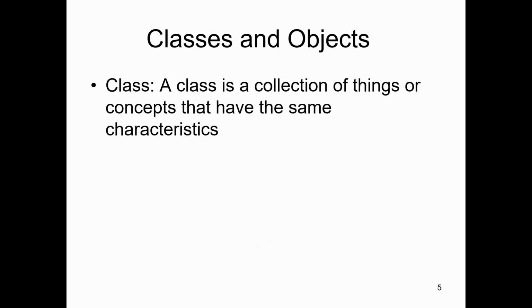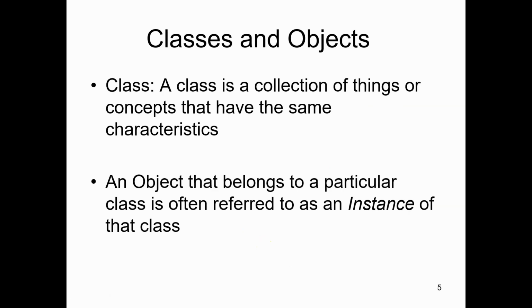First, let's look at something very fundamental: classes and objects. We know a class is a collection of things or concepts which have some similar or same qualities, and we group them into a class. An object belonging to a particular class is often referred to as an instance of that class. We can use our lecture as an example: course 476 you can consider as a class, and today's lecture you can consider as an object, an instance of that class, happening at a certain time.